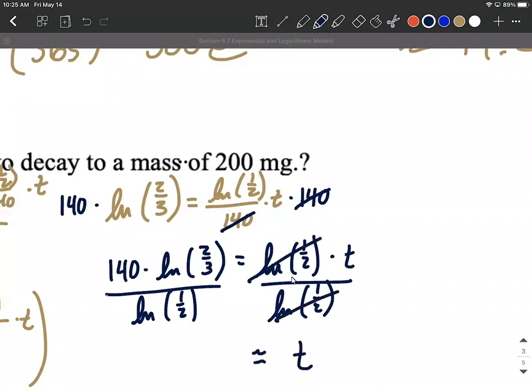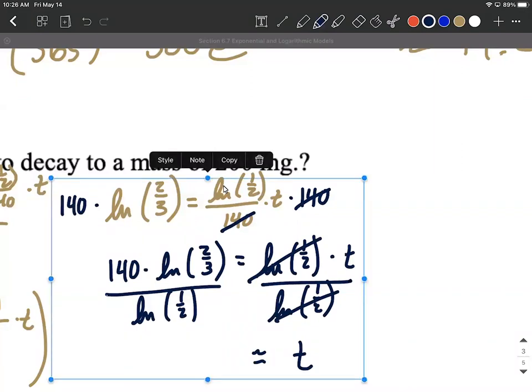And sure enough, this is an exact answer going on over here. But if we're trying to answer this question, like how long until we only have 200 milligrams remaining, that kind of question, we'd probably rather have an approximation, right? If you tell someone, oh, yeah, in 140 multiplied by natural log of 2/3, all divided by the natural log of 1/2 days later, we're going to have 200 milligrams remaining, they'll probably look at you like you're a little bit strange. Instead, let's get a decimal approximation.